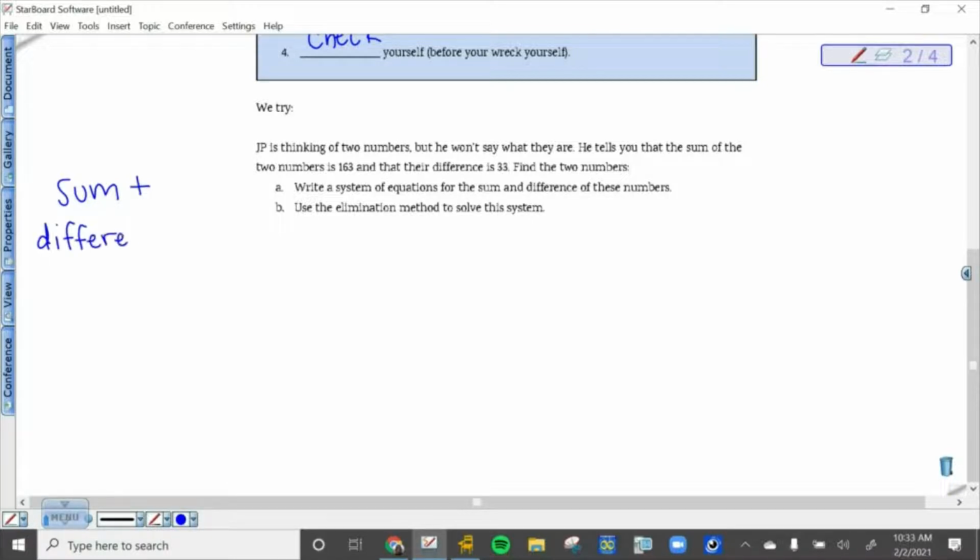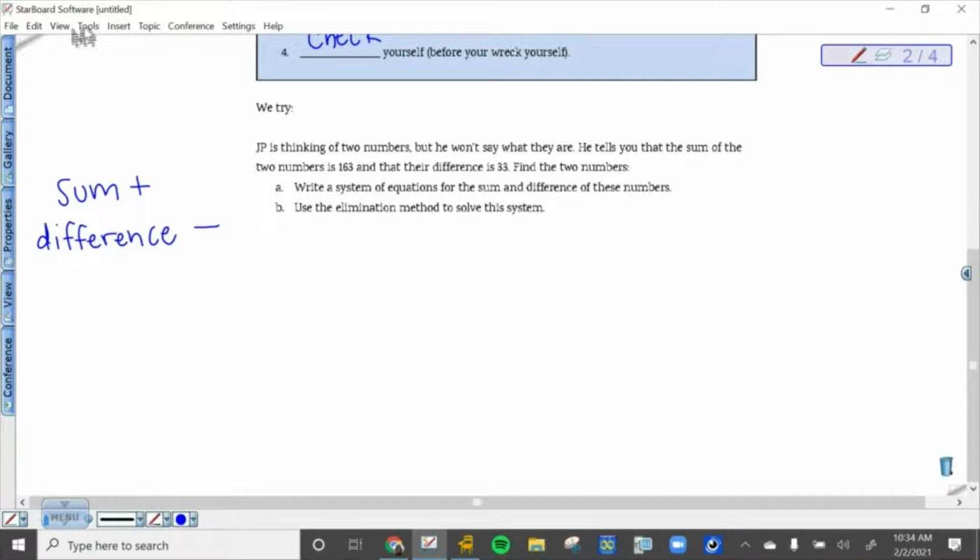Difference. What operation does difference refer to? Plus, minus, multiply, divide. Subtract. Difference. Like, think about if I said, like, what's the difference in height between me and Adriana? We would take one of our heights and subtract the other one to find the difference. Okay? So we want to first write a system of equations for the sum and the difference of those numbers. And then we want to use the elimination method to solve this system.